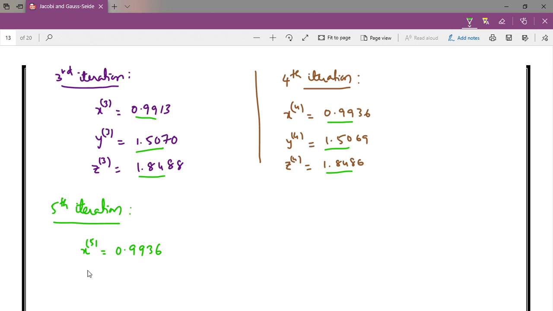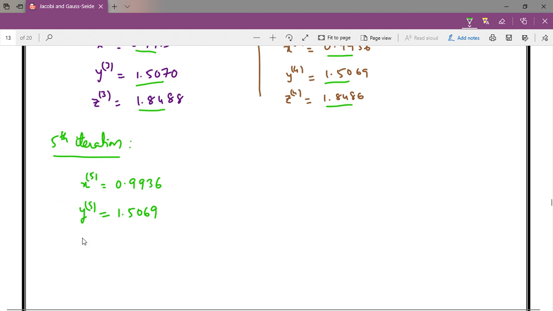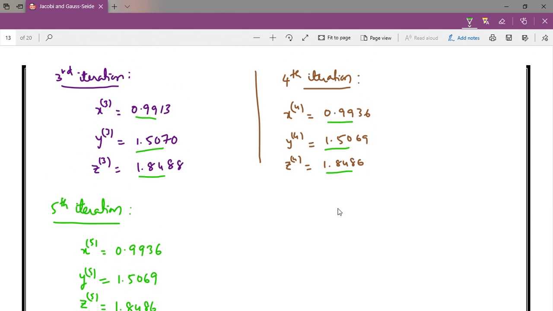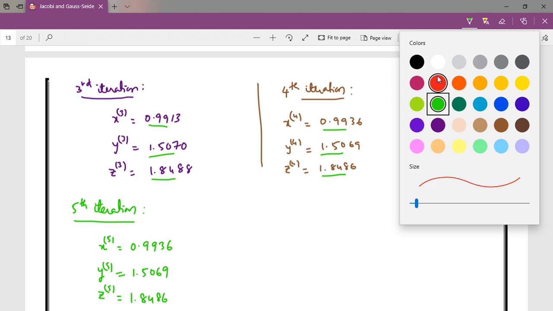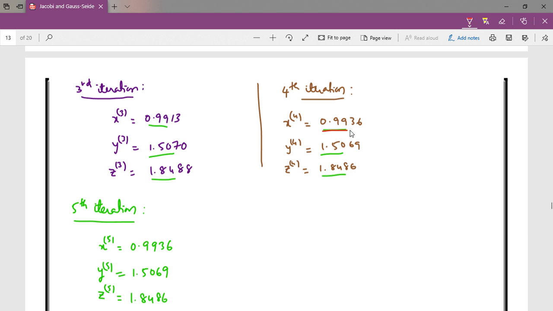This gives 0.9936, and y5 is 1.5069, and z5 is 1.8486, correct to 4 decimal places. So now compare this, the fourth iteration as well as the fifth iteration.